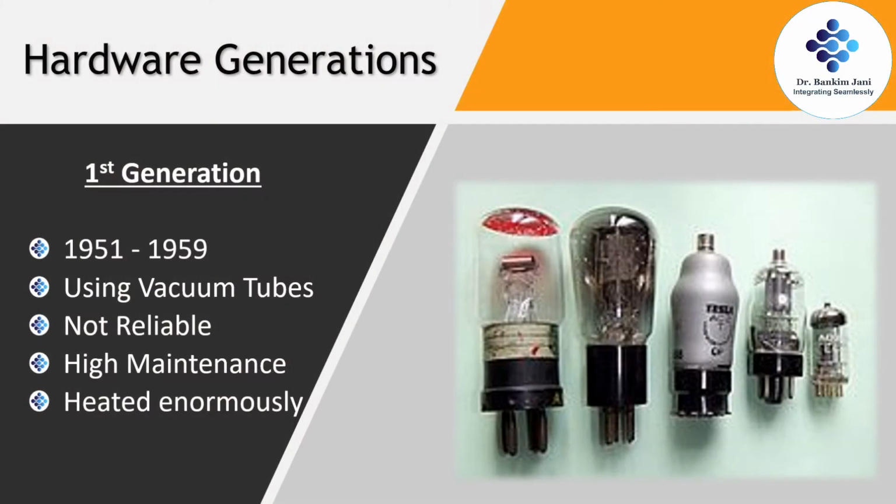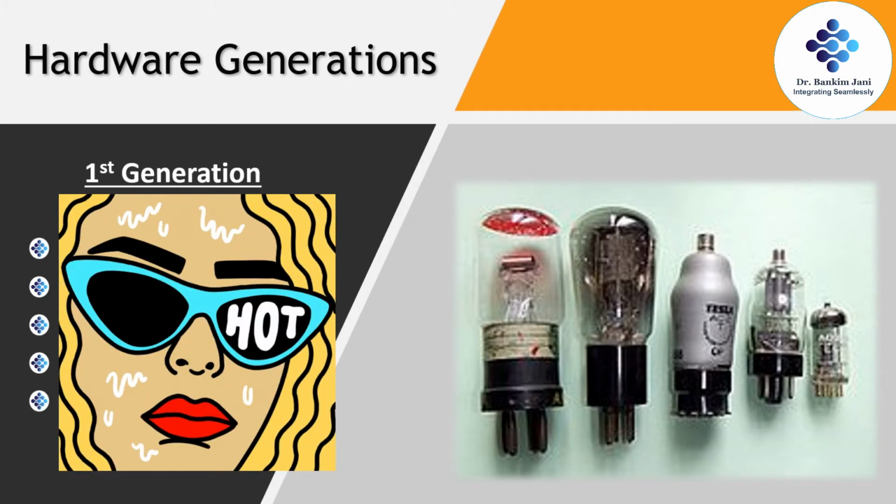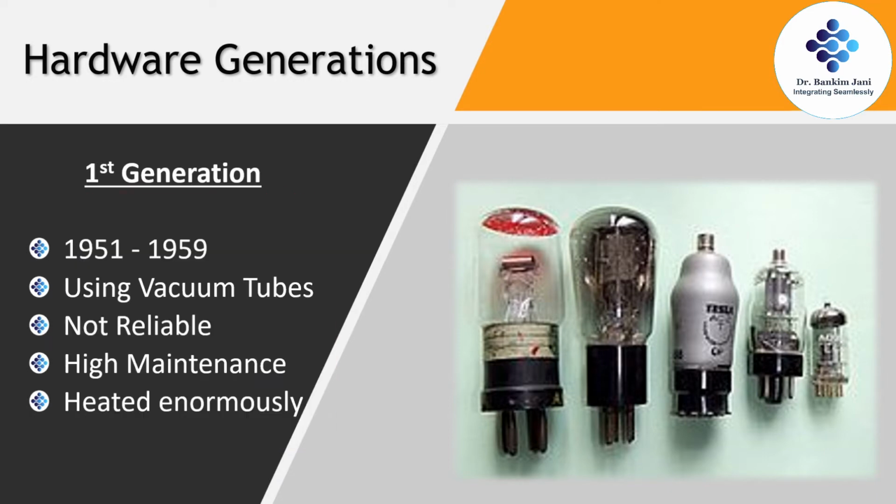We talked about concepts and the history of computers. Let's talk about hardware generations. First generation, 1951 to 1959. Commercial computers in the first generation were built using vacuum tubes. They were not effective, requiring high maintenance, less reliability, and were getting heated enormously.